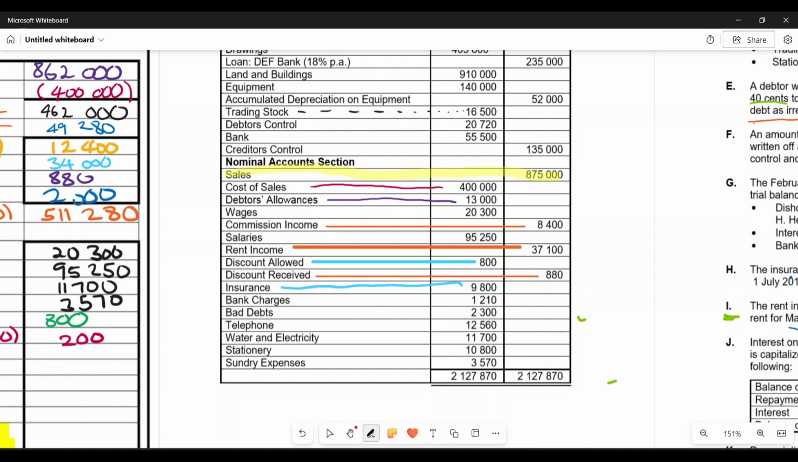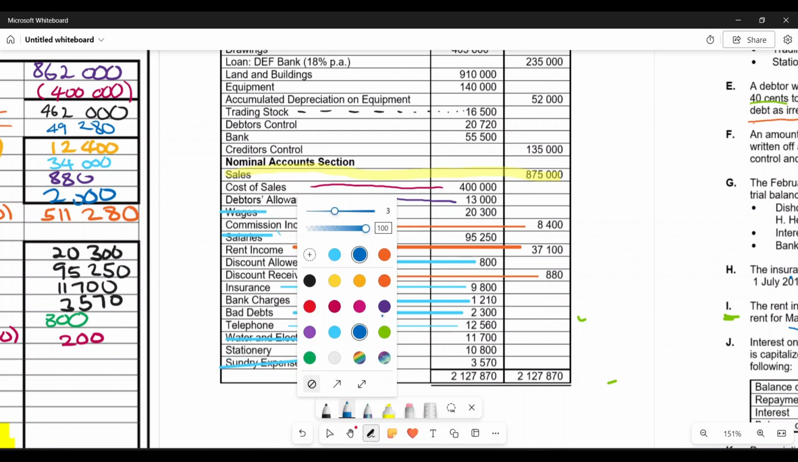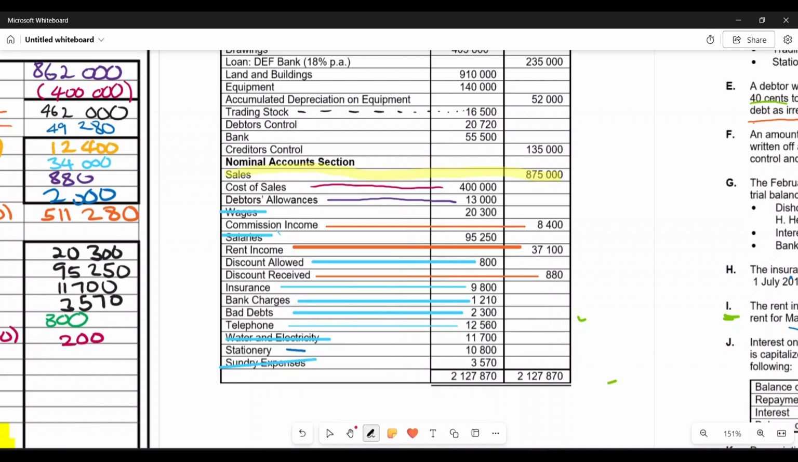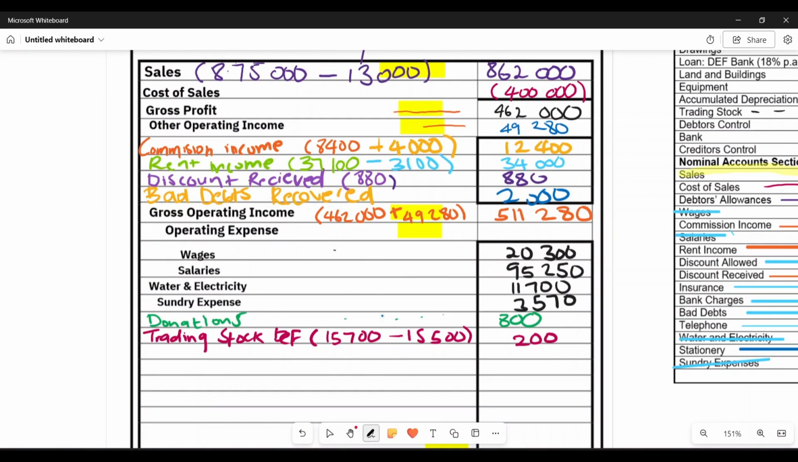I have insurance. I have bank charges. I have bad debts. I have telephone. I have my water and electricity. But then this one, as I've said, this amount is already given. So let me cancel out those ones which I was given. My salaries, they give me the amount. My sundry expense, where is it? They give me the amount. I'm going to cancel it out. The last account, my stationery. Now, with regards to stationery, the stationery that you use in the year, that one whereby you would classify it as an expense. So let me write down these. So I have discount allowed.